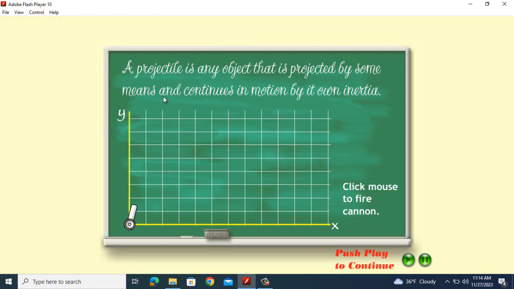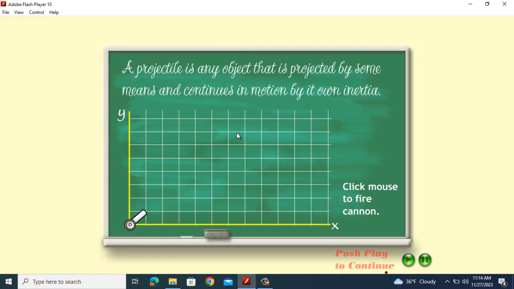Since this was about projectile motion, I put this little cannon here on the graph, and this cannon follows the mouse around. The farther the mouse is, the faster the projectile comes out. The closer it is, the slower it is. So kids can spend a little time playing this out.